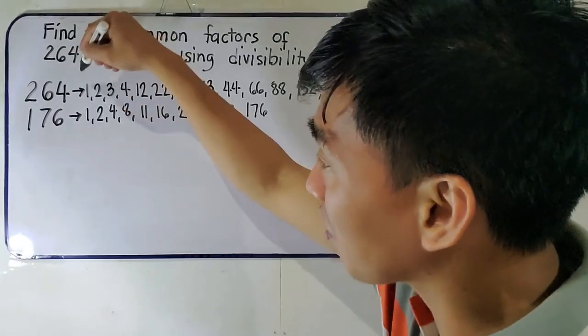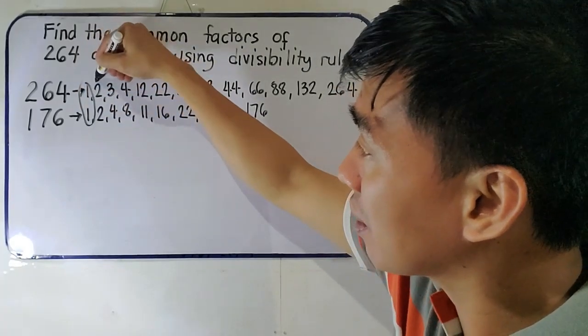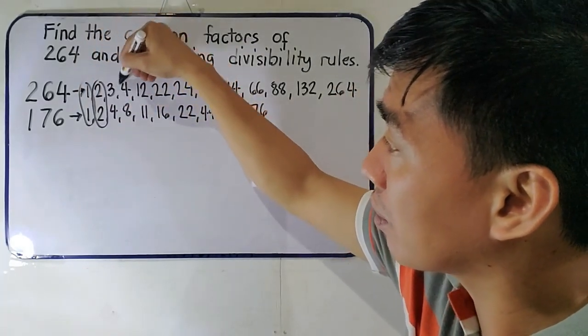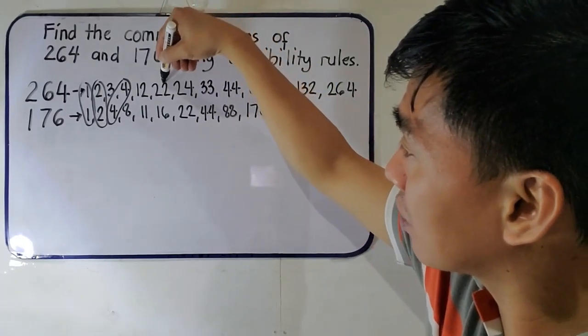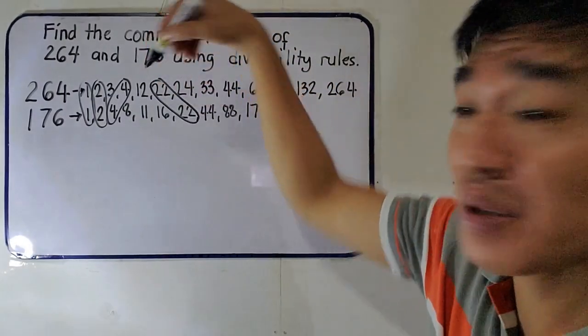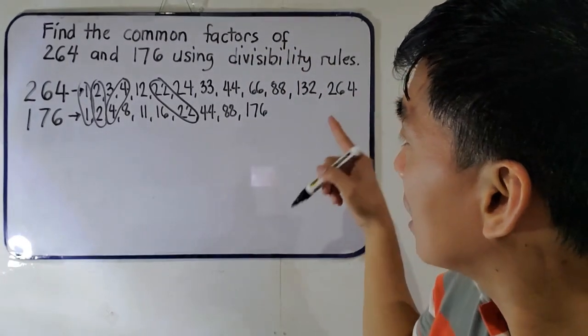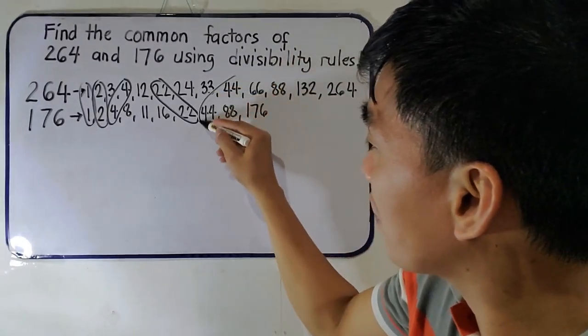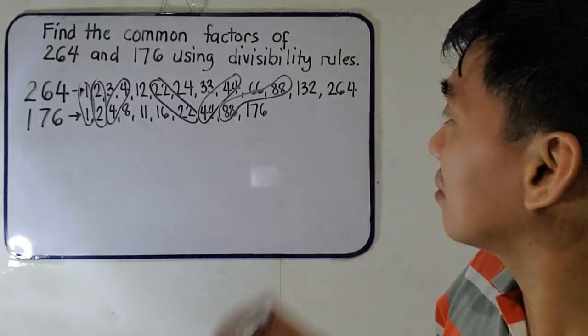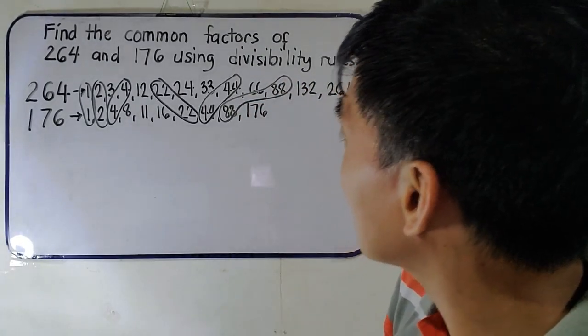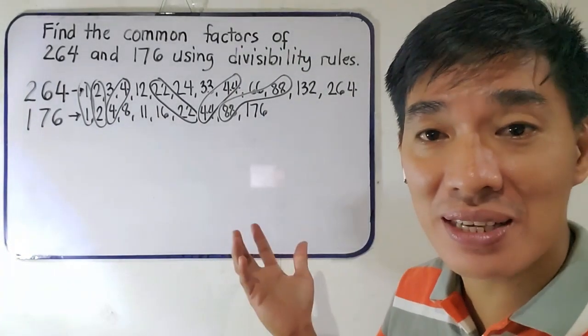So encircle their common factors such as 1, then there's 2, there's 4, there's 22. Help me to do this one. Are there some more? Yes, there's 44. There's another one, 88. Did I miss something? Or did I miss a number?